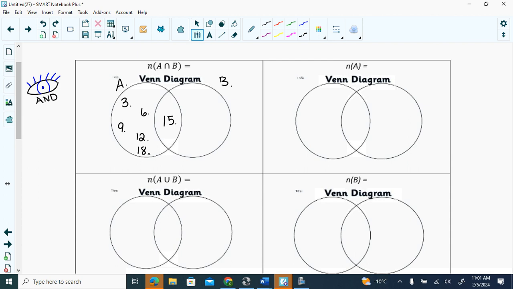Now we have to do the numbers that are in B, right? So what was in B? 5, 10, and 15. We agree? What's already in B? It just happens to also be in A: 15. So what do we have to have in B only? Which is 5 and 10.